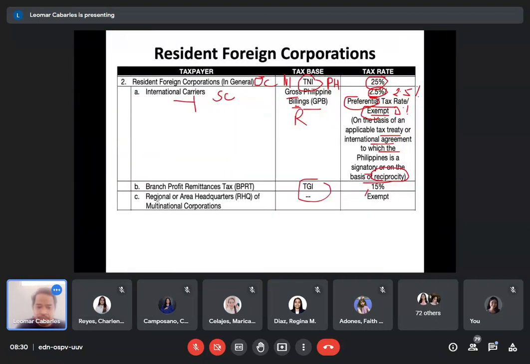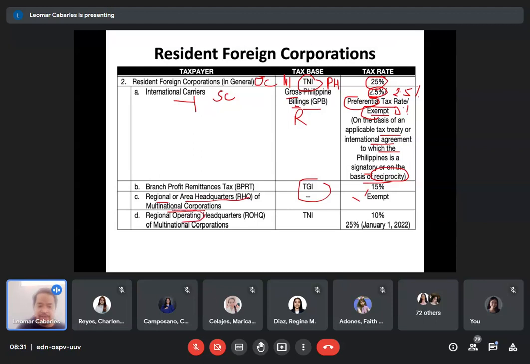So, what do you call this? Regional or area headquarters of multinational corporations. Exempt na. But, if it is operating, ito yung difference nilang dalawa. Ito talagang headquarter lang, yung letter C, it doesn't really earn income, kaya exempt yan. But if it is operating headquarter, then taxable na siya. Dati siyang 10%, but starting this year, 25% na siya. So parang this will become an ordinary corporation. And finally, we have the FCDU. So 10% or pwedeng exempt.